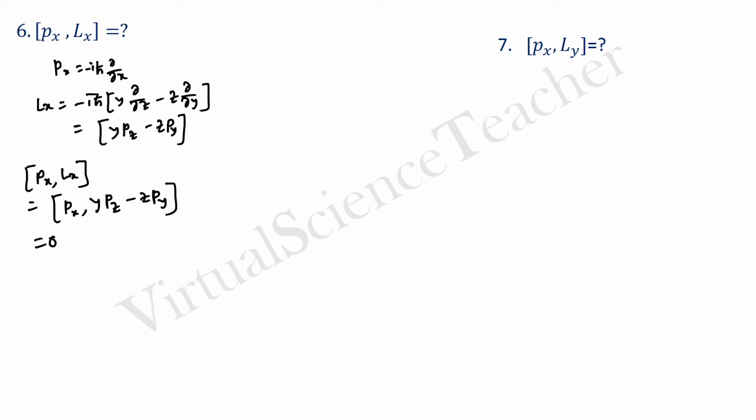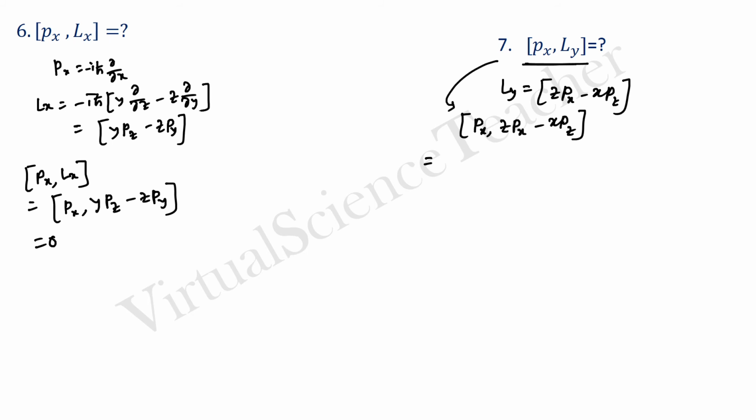And now what happens if we want to find the commutation of p_x and l_y? Again, l_y can be written as z p_x minus x p_z. So I am now putting the value of l_y in [p_x, z p_x minus x p_z]. This will give us, I am just doing this computation after a step.